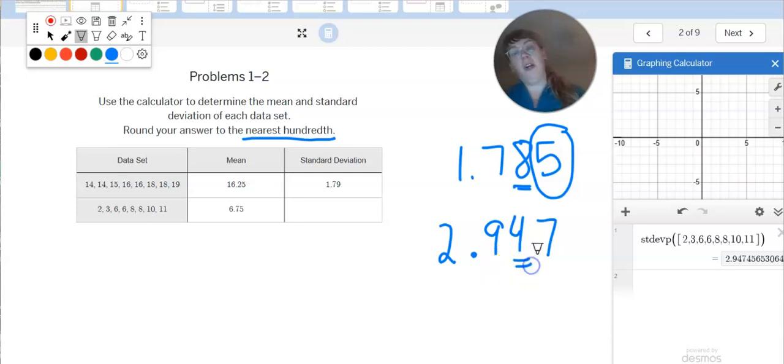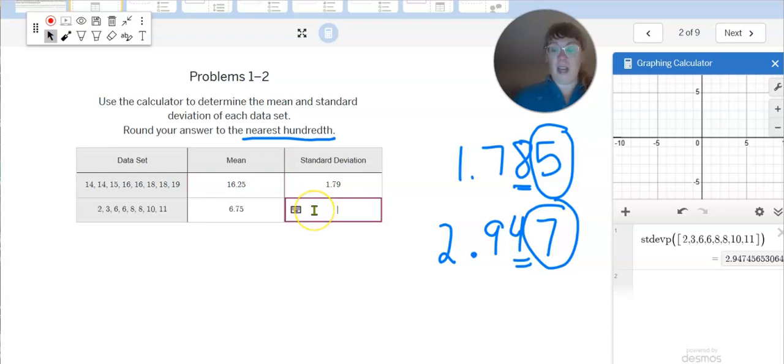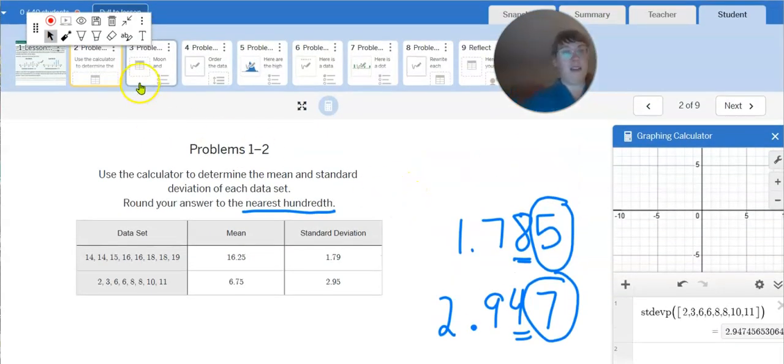So we look at this 4, and we're wondering, do we keep it a 4 or do we round it up? So since it's a 7 after it, we're going to round it up to a 5. So we have 2.95. So make sure you have all of that plugged in. And when you're all set, push ahead to the next slide.